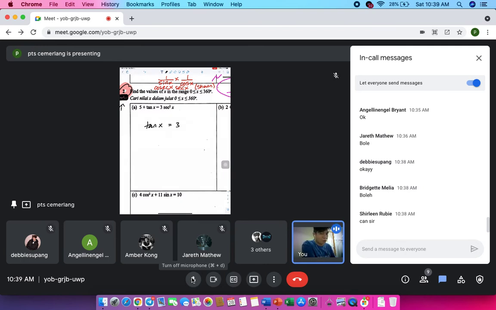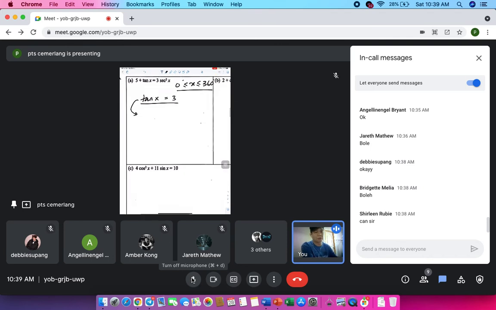So, what am I going to do? And then the question says X is in between 0 and 360. Why is that condition important, I will tell you later, okay? Let's say tangent X equals 3. How am I going to solve for X? Anyone can tell me. This is the easy one. Tangent X equals 3. How do we find X? X equals tangent inverse 3. Correct or not?